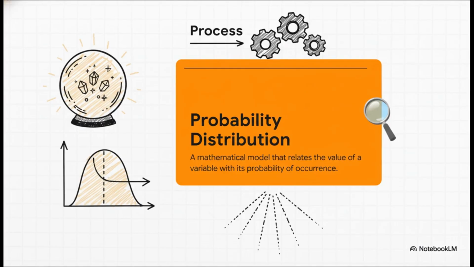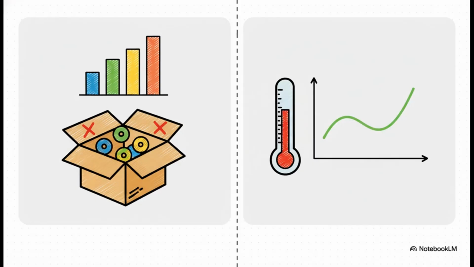And we do this with an amazing concept called a probability distribution. It's basically a mathematical model that acts like a crystal ball, telling us the likelihood of seeing any specific outcome from our process. Now, these models come in 2 main flavors. On one side, you have discrete distributions. These are for things you can count, like the number of defective parts in a box. You can have 0, 1, or 2 defects, but you can't have 1.5 defects, right?